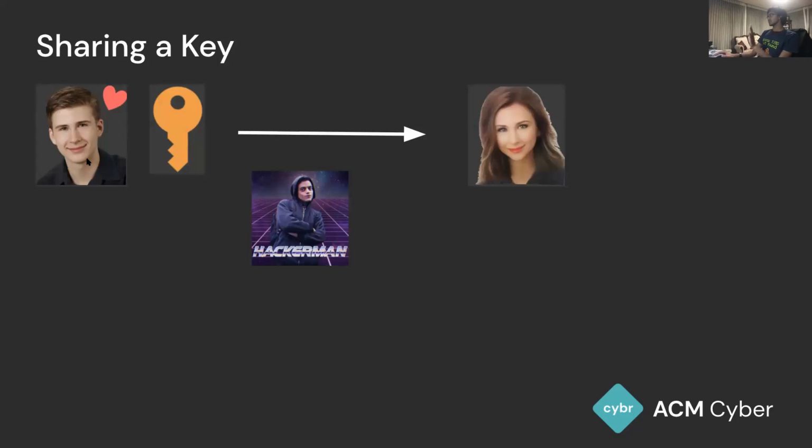Okay, so let's say we have our two characters here, Aaron and Sharon, and they want to communicate with each other securely. But this guy, hacker man over here, he wants to listen in on what they're saying. So Aaron needs to get a key over to Sharon. But how's he going to do that without hacker man interfering?